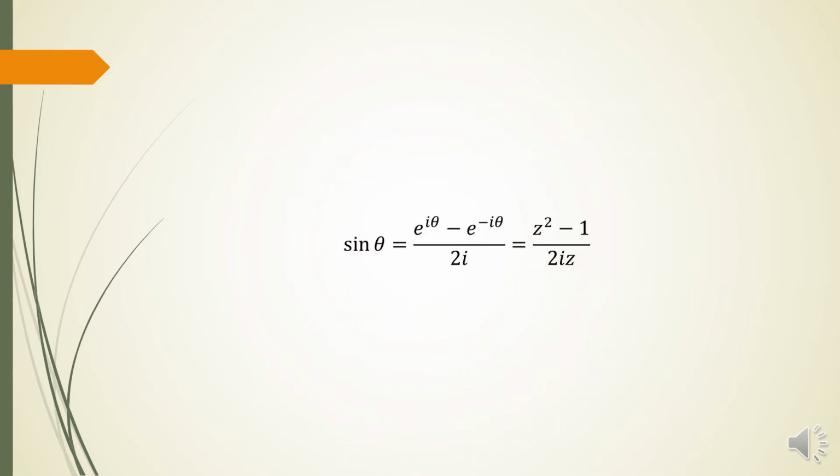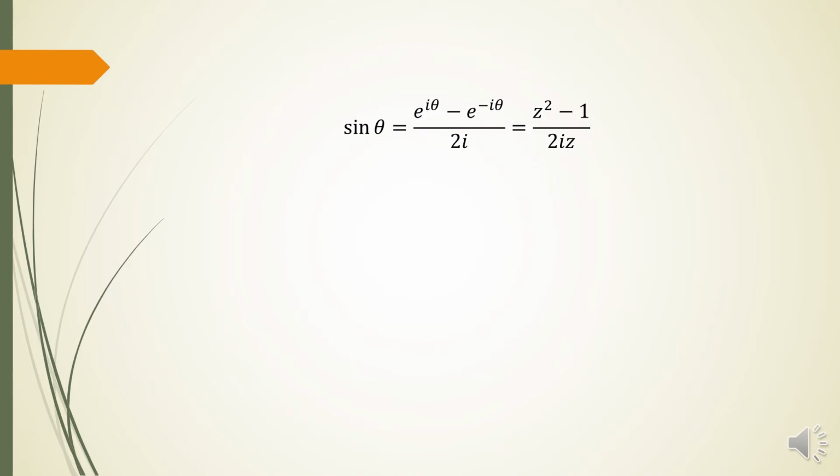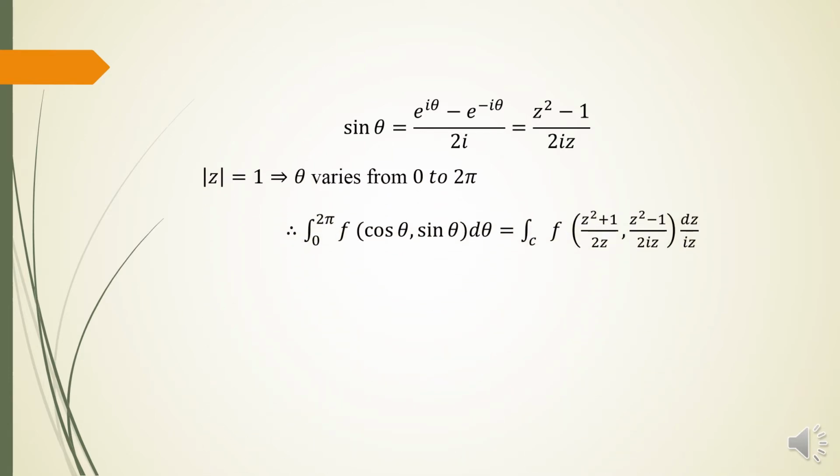Similarly, sin theta is e power i theta minus e power minus i theta divided by 2i. If we replace e power i theta by z and e power minus i theta by 1 by z, we get sin theta as z square minus 1 divided by 2zi. Now, the limit 0 to 2 pi changes to mod z equal to 1. Now, we convert the integral 0 to 2 pi f of cos theta, sin theta d theta as integral over C f of (z square plus 1) divided by 2z and (z square minus 1) divided by 2iz, times dz by iz.